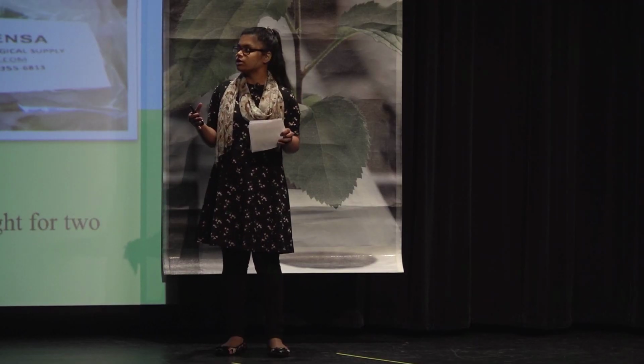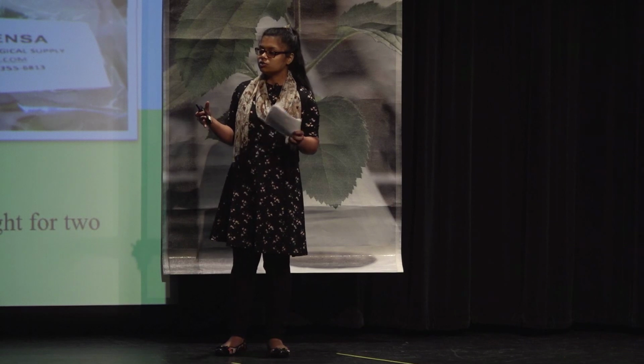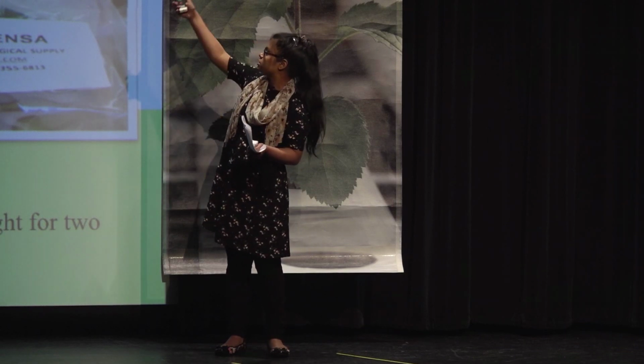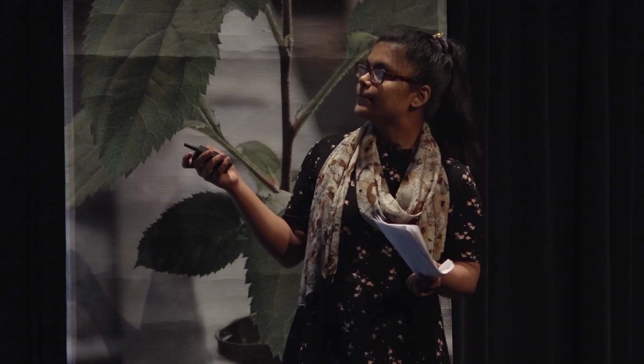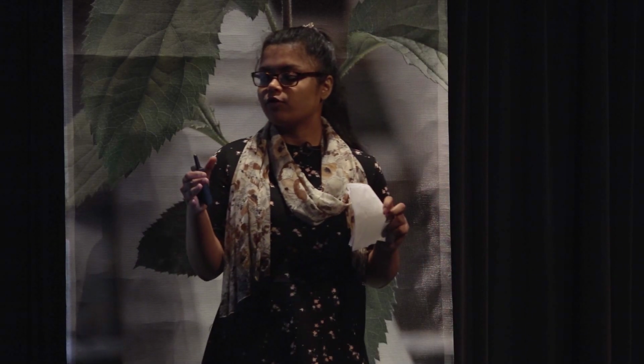In order to do my experiment, first I dissolved 3 different concentrations of chromium picolinate into 215 mL of water separately, as you can see over here. Then I placed small pipettes into the holes of the tube stopper, so later in my experiment, I can use them to find the volume of oxygen gas that was being formed. Then after that, I placed 8 Elodea densa into the tubes. Then I placed the tubes near light so they can absorb energy. So I did my experiment for 15 days.